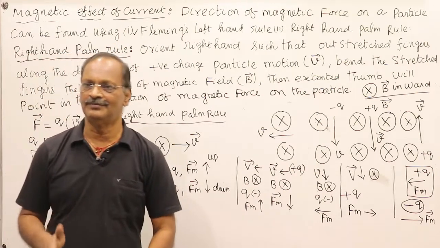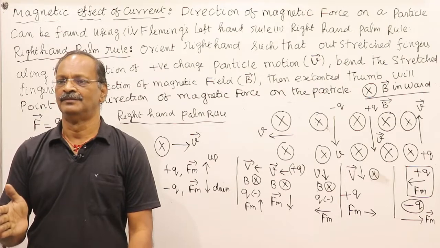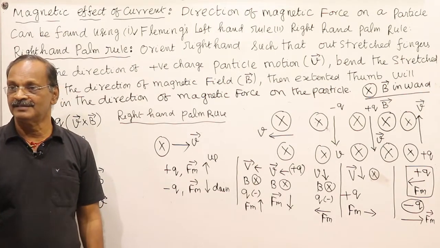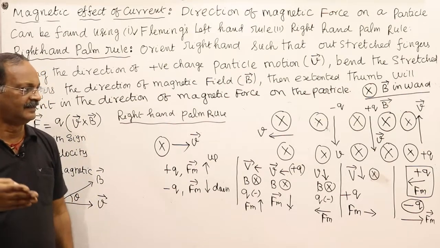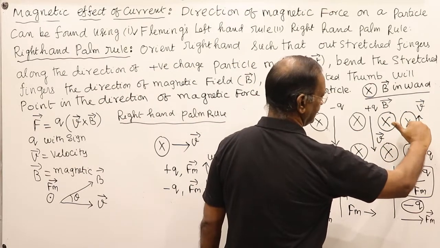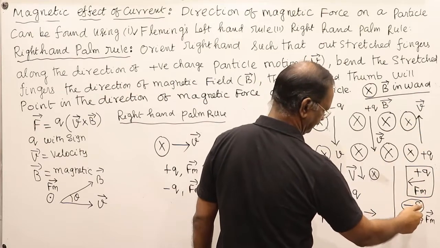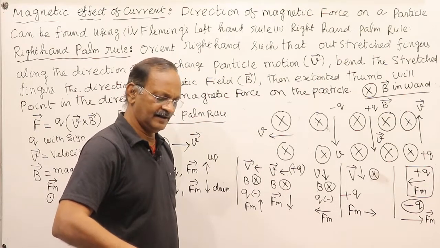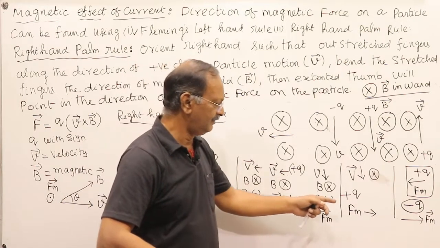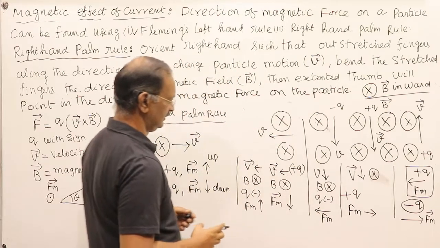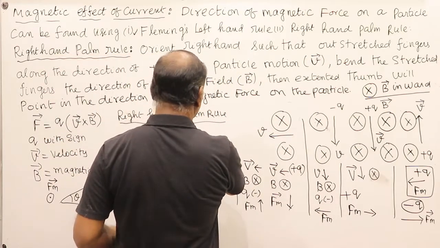We can use it. The only thing we have to do is, first, place our extended fingers along the direction of V. After doing so, move the fingers towards the direction of the magnetic field, in whichever side it is situated. So in this case, velocity is here and the field is inside. We are moving, and the force is in this direction. For negative charge, it will be exactly opposite. Same way, if the velocity is downward and the field is inside, it means the magnetic force will be in this direction, and for negative charge, exactly in the opposite direction.